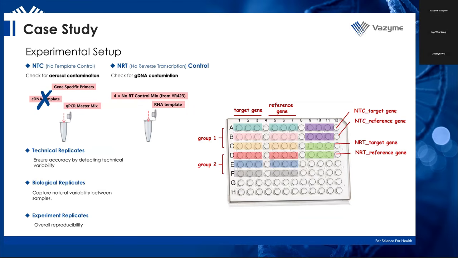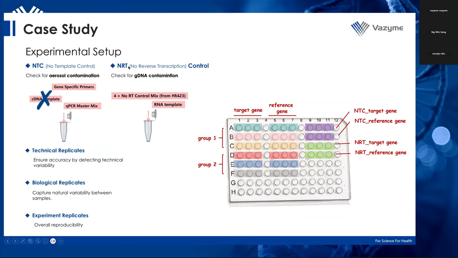And next is experimental setup. This is just a brief introduction on how we usually set up our experiment. I mentioned just now, we will always do replicates, right? Because you need to check for consistency. There are a few things that we will look at here. The first thing is NTC. NTC stands for no template control. This is where you add your primers and your master mix, but you don't add your cDNA template.